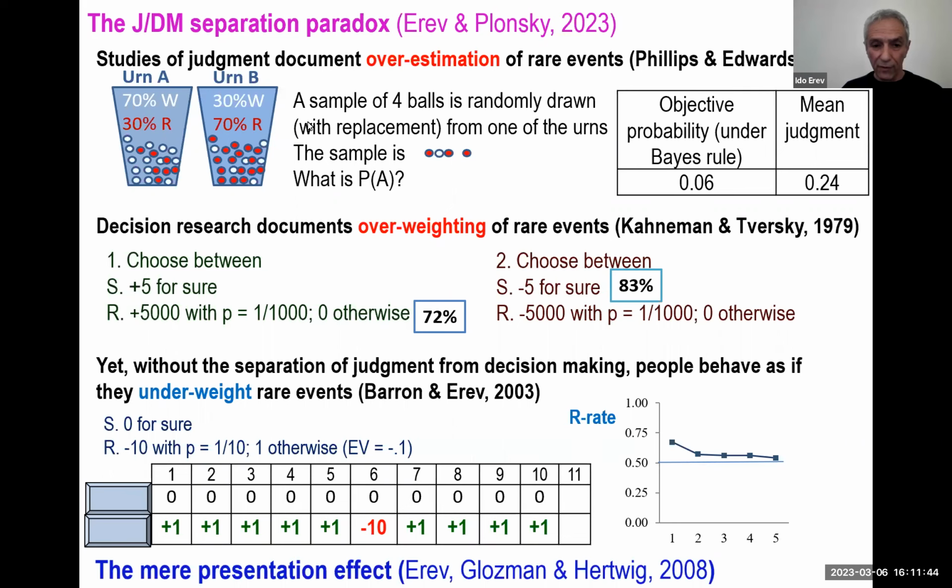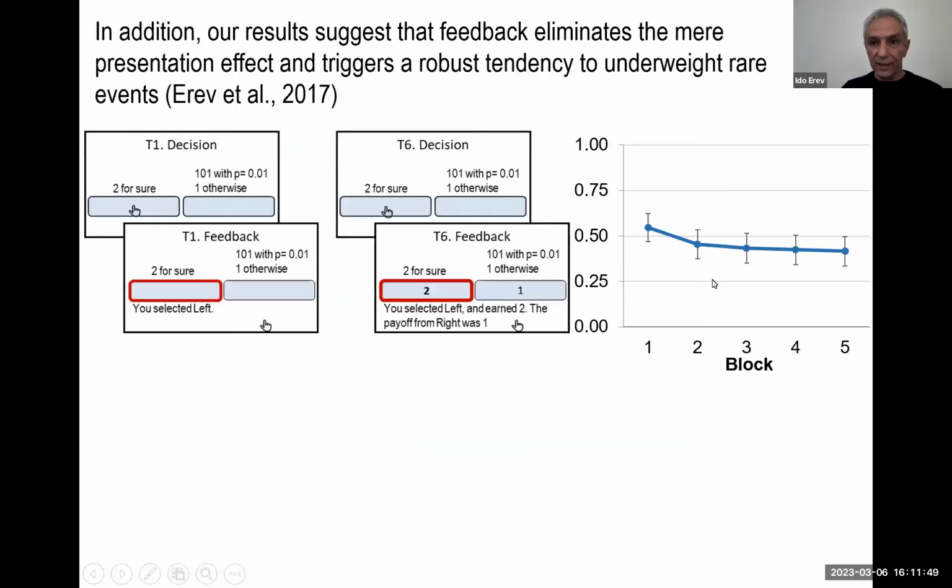In another study, we found that the tendency to underweight rare events is rather robust, and feedback eliminates the mere presentation effect. Here is one experiment that demonstrates that. This experiment includes 25 trials. In each trial, the subjects are asked to select between a lottery that will give them 2 shekels for sure, or a lottery that gives them 101 shekels with probability 1 in 100, 1 otherwise. So the expected value of the 2 options is 2, the same expected value. In the first 5 trials, the subjects only have to select between the 2 options without getting feedback, but starting at trial number 6, they get feedback. So after each trial, they see how much they got.